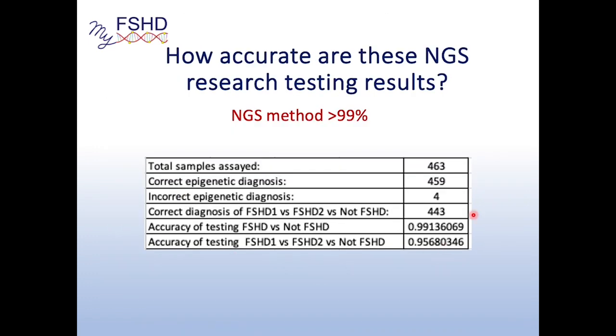So how many have we done? We've done 463 genetically confirmed samples. We've been correct 459 times, and honestly, these four incorrect ones are pretty close to being correct. We'll get to that in a second. FSHD1 versus FSHD2 is a little more complicated because it's unusual, but it's still FSHD, right? We're getting it right that it's FSHD. Maybe it's one, maybe it's two. Most of the time we still get that right, still greater than 95% of the time. But that is a little bit of a hole in the system.